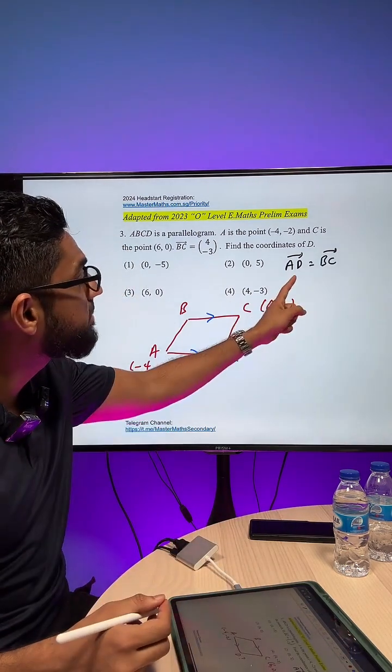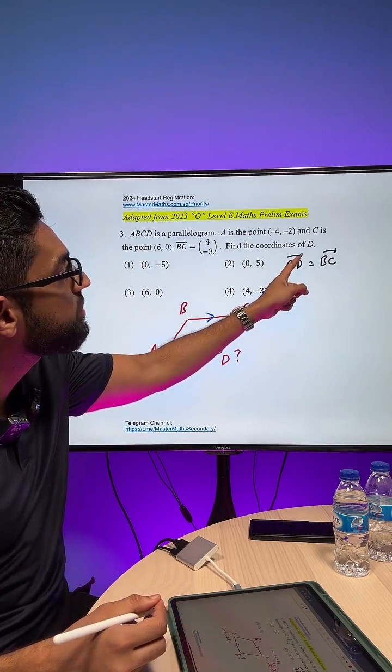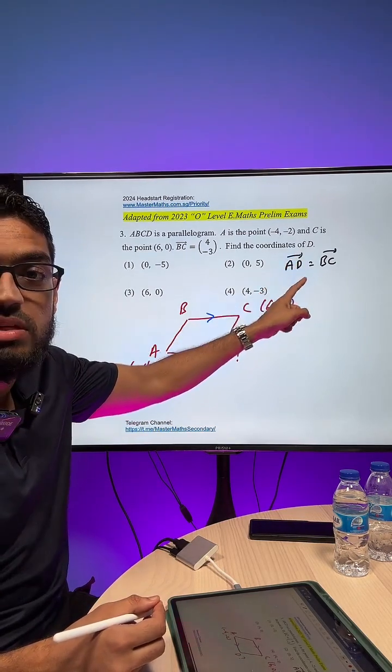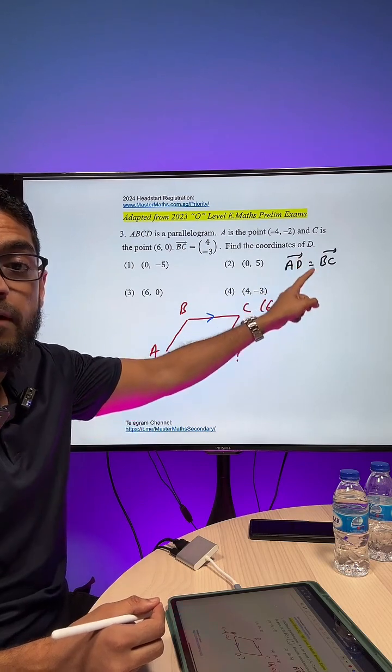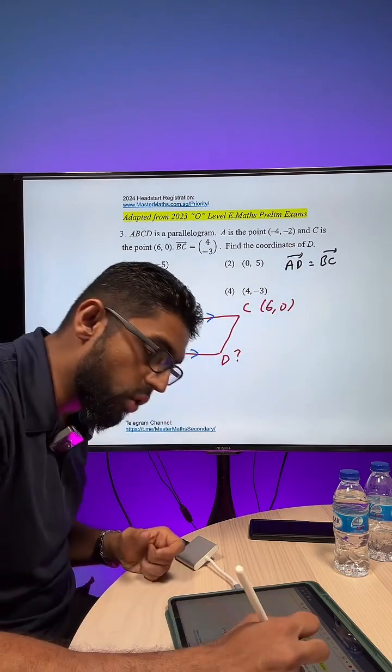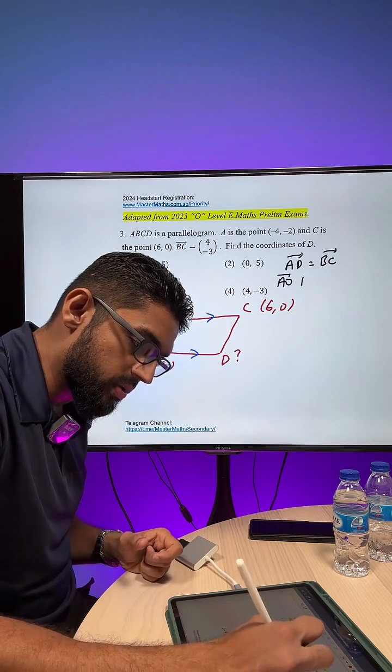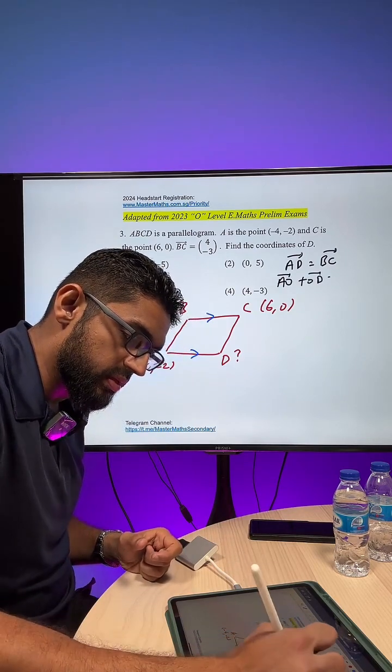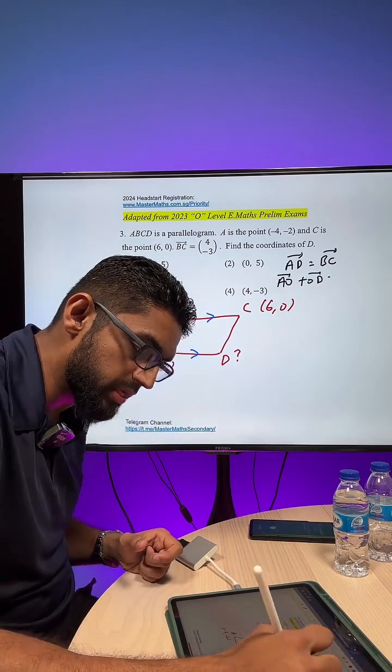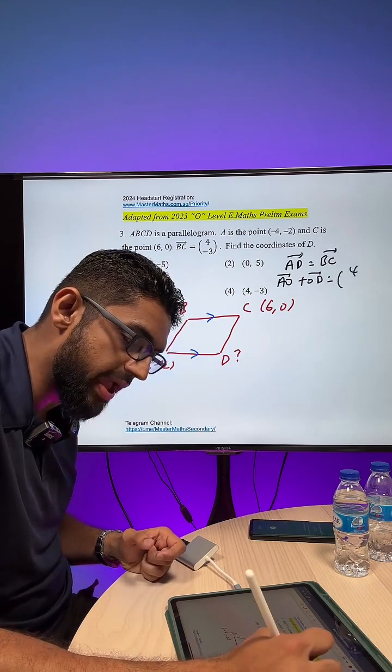Alright, and how do I break up the vector AD again, guys? I'm trying to find the coordinates of D, which means this AD here has to be broken up. Okay, we need to break that up into AO plus OD. So this will actually be equal to BC, which is 4 and -3.